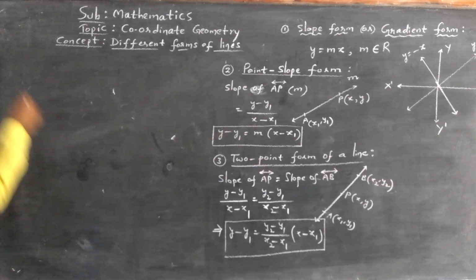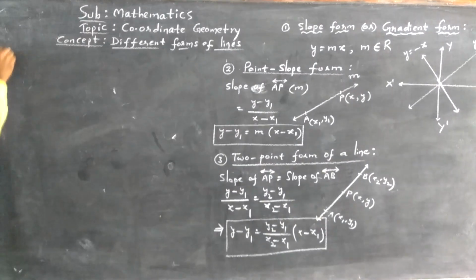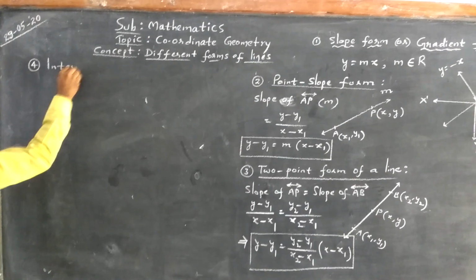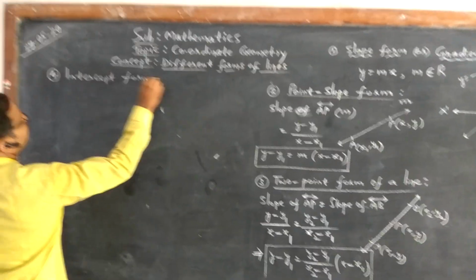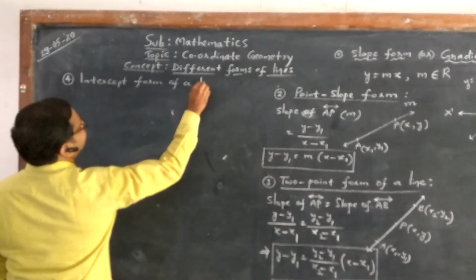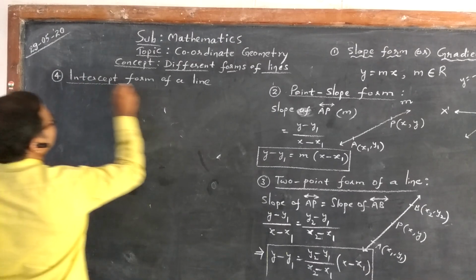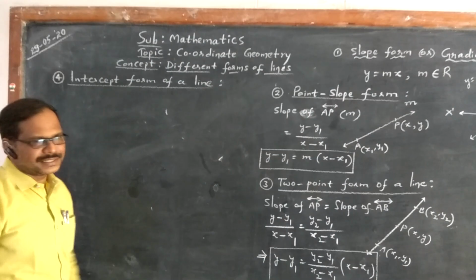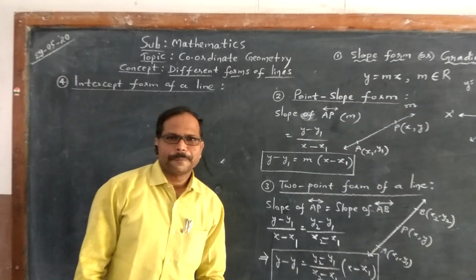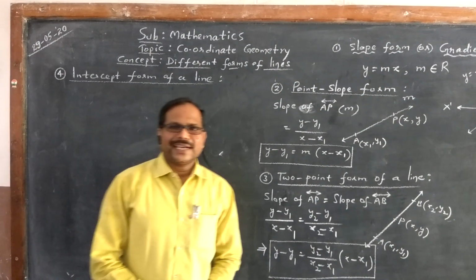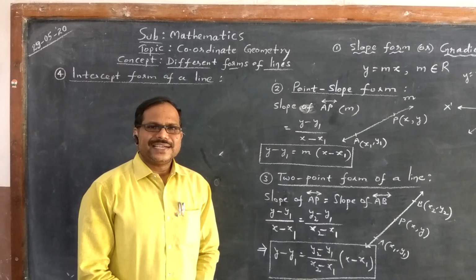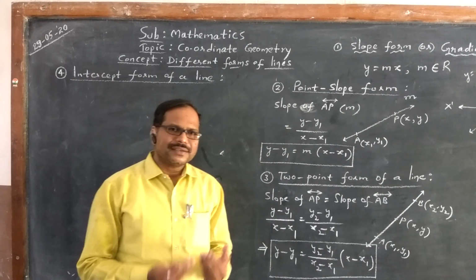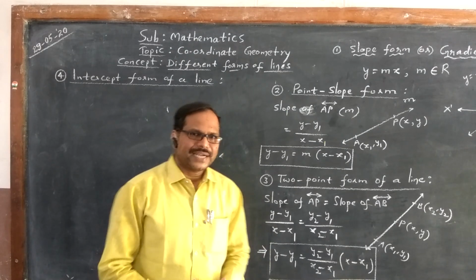Now the fourth one, the intercept form of a straight line. It's very important. What is meant by intercept? I told you already, the distance made by the given line on the x-axis is called the x-intercept. Intercept is nothing but distance, right?